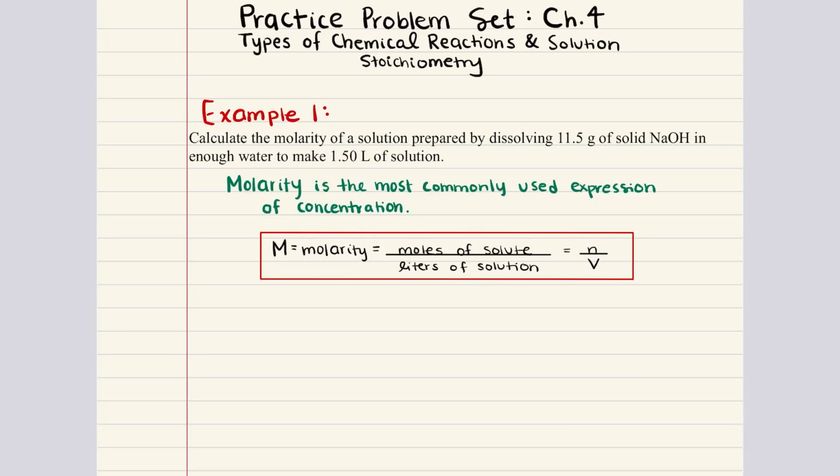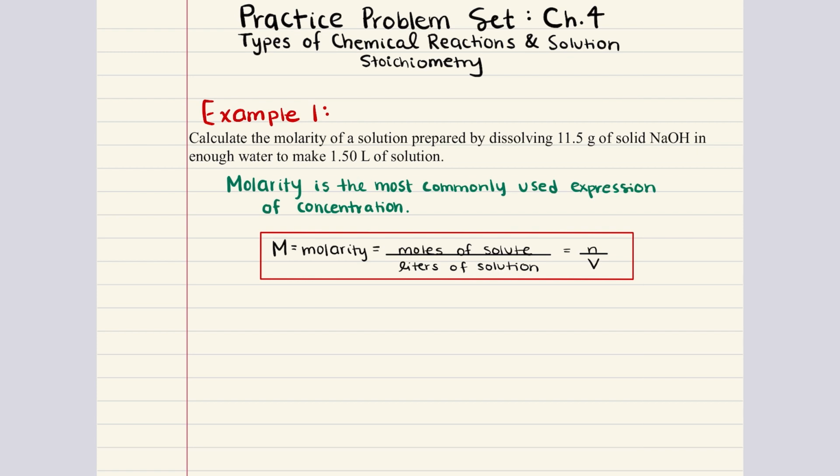Today we're going to tackle a practice problem set for chapter 4 of General Chemistry 1. This chapter was titled Types of Chemical Reactions and Solution Stoichiometry. Let's go ahead and get started with our first problem.